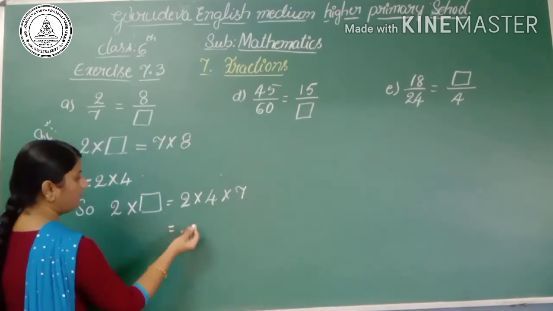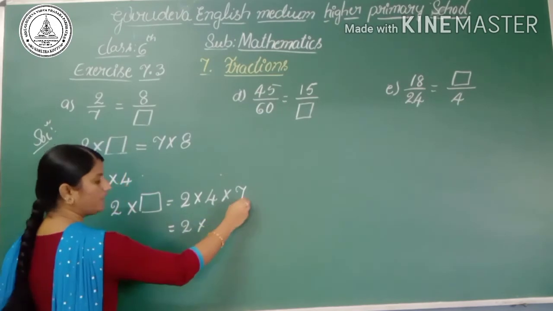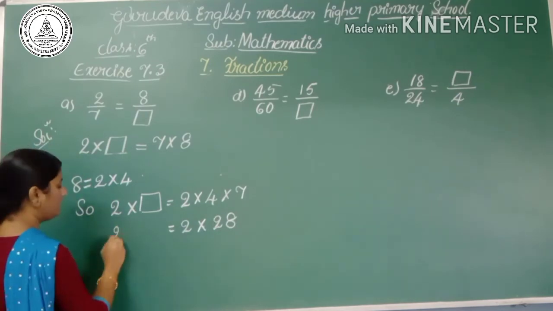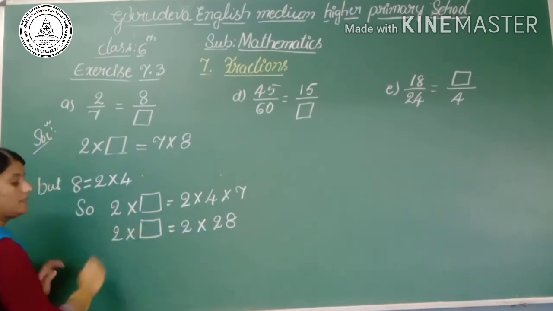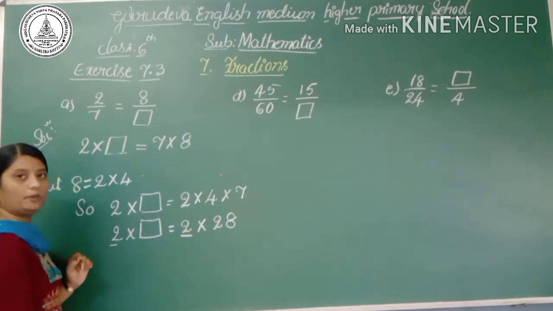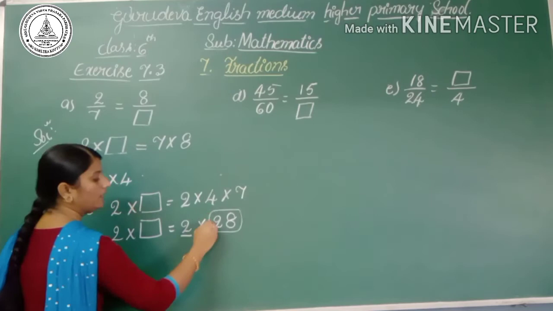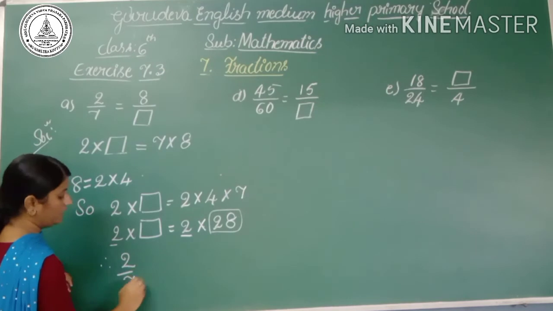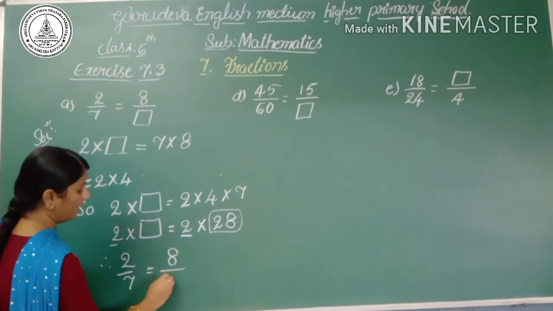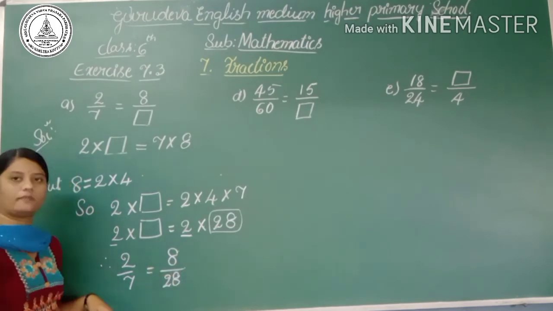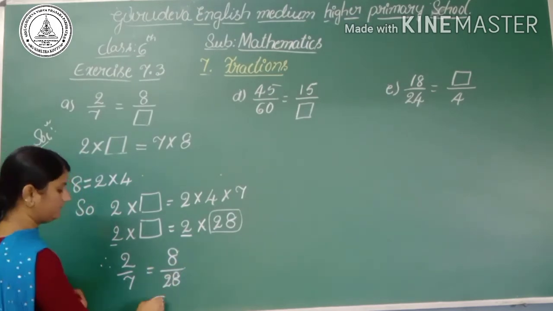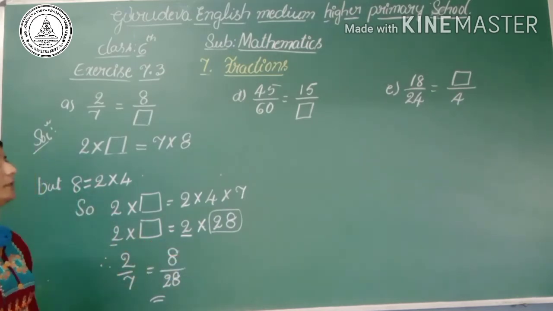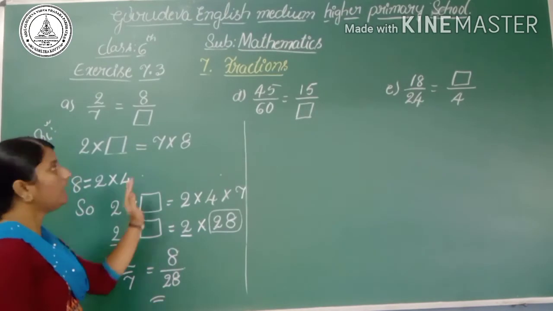Now it becomes 2 as it is, into 4 sevens, 28. Then 2 as it is and the box. Now see here, there is a 2 here and a 2 there. After the multiplication, what do we write? That is 28. Therefore, 2 by 7 is equal to 8 by 28. Replace the box by 28. Then similarly, do the second question. Similarly, you can do the B and C questions.